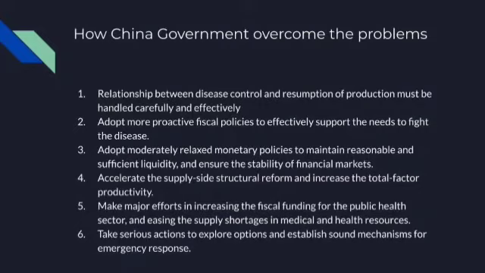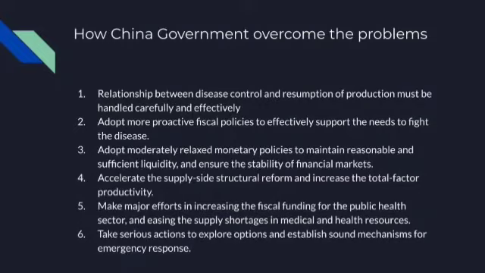Thirdly, adopt moderately relaxed monetary policies to maintain reasonable and sufficient liquidity and ensure the stability of the financial market. In this unprecedented outbreak, measures include further lowering the deposit reserve ratio and benchmark interest rate and continuing to increase liquidity, which may be considered to reduce the financing costs and help small and medium-sized enterprises survive this crisis. At the same time, action should be taken to maintain stability in the capital market. Regulators should follow up with more effort to restore rationality in the market and help investors settle down with their expectations.